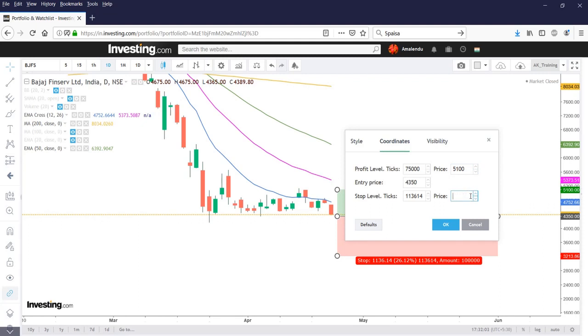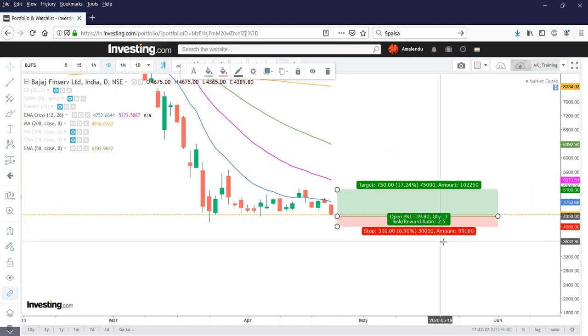the stop loss. This is the stop loss, right? So it was around 41.00, or maybe 40.50. I'll put 40.50 as my stop loss, a little lower than this candle wick. Okay, so if I click OK, now you see here the risk to reward ratio is automatically calculated. How? Your stop is 300 points, but the target is 750. So 750 divided by 300 is 2.5. So your risk to reward ratio is automatically calculated.